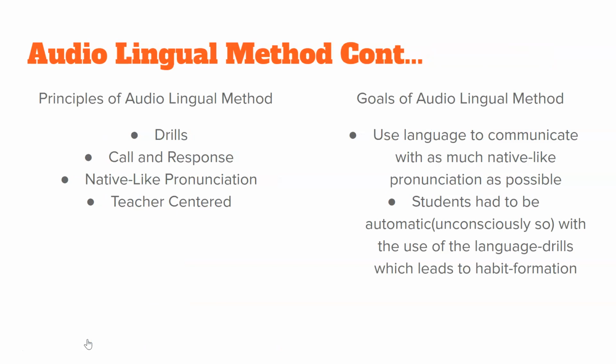So one of the major principles of the audiolingual method is drills, call and response, having native-like pronunciation. If you are going to be a spy, you want to sound like a German speaker. And it's very teacher-centered. So again, the goal is to be as native-like as possible in your pronunciation and to be automatic, automaticity. It's a habit. You're not thinking about it, you're doing it subconsciously.